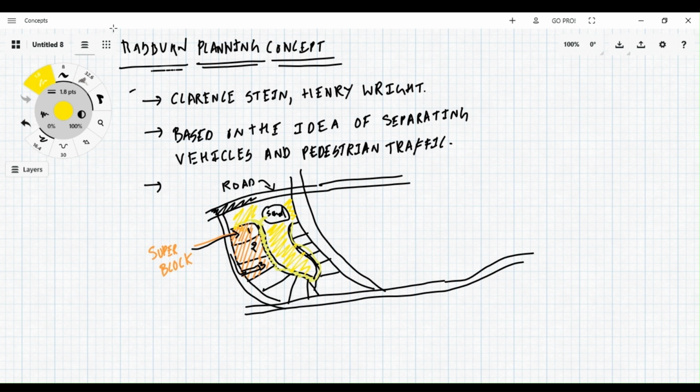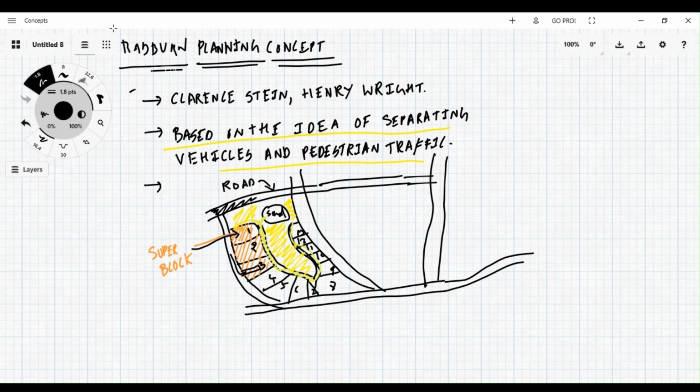So in this concept, what they did is, based on the idea of separation of vehicles and pedestrian traffic, like this plan, suppose here we have seen the number of super blocks: 3, 4, 5, 7, 8, 9, 10, 11, 12, 13. So in this plan there are 13 super blocks. Likewise, many super blocks are connected. Suppose the plan expands like this, and then some other super blocks are there. Likewise, they have developed the Radburn planning concept.